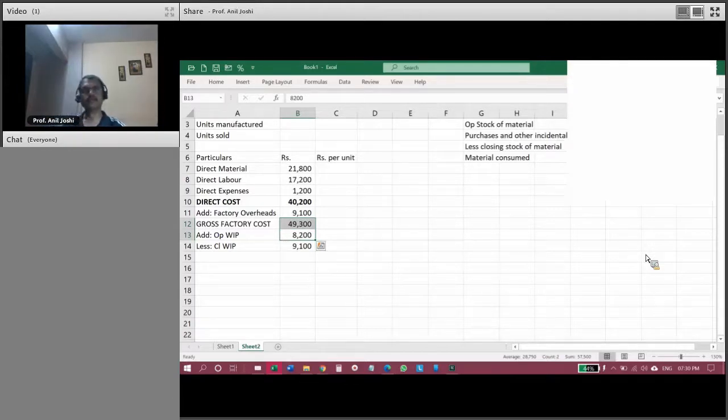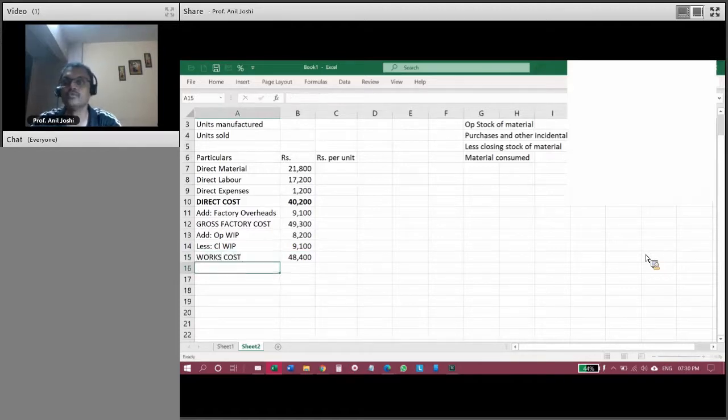At the end of the month, you still had 9,100. That means remaining has become finished product. So what is that? This plus opening WIP minus closing WIP. Yes, correct. This is called as works cost. And this works cost is the works cost of units produced, because now WIP we have removed.